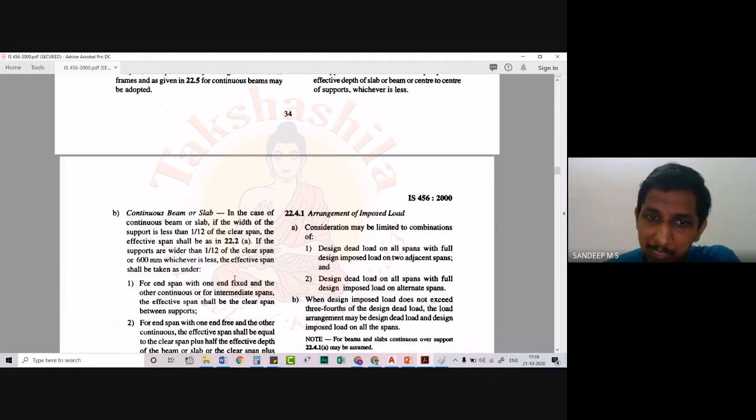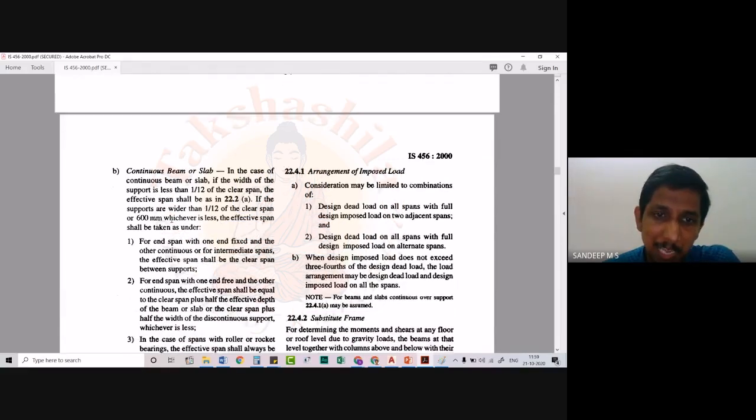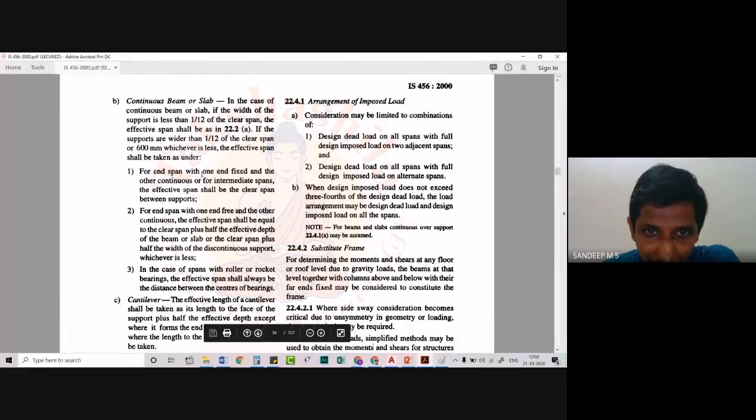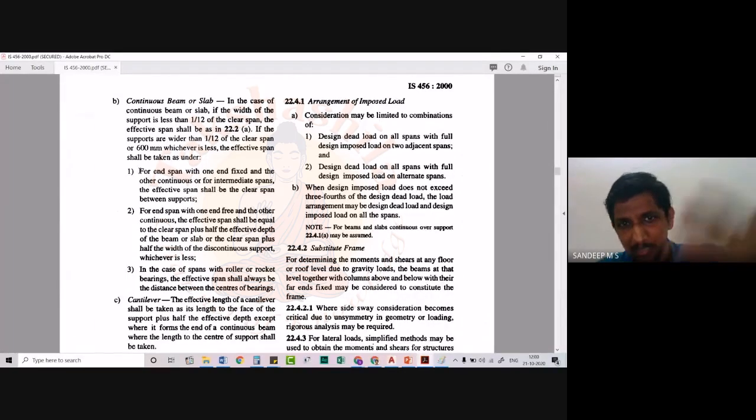If it is wider than that, what should be done? The effective span shall be as under. We are provided with 3 more conditions. In the first case, we have for end span with one end fixed and other end continuous. I think it will be better if you can read this out. Otherwise it will be very boring, right?